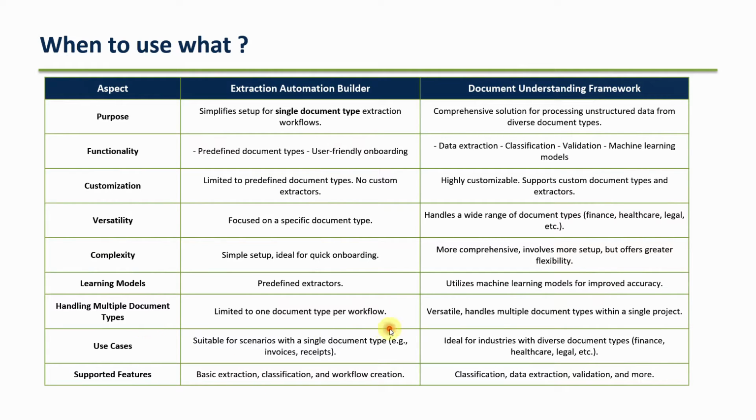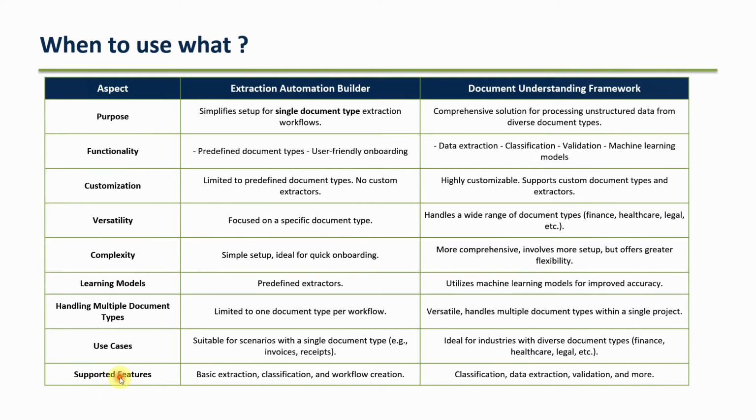Handling multiple document types, which we have already discussed, just in a different way I have written. If I talk about the use cases, this is suitable for the scenario with a single document like invoice or receipt. It is ideal for a company, let's say in a finance department, where I can have receipts, invoices, notices and all those things, right? And here the use case would be a single document.